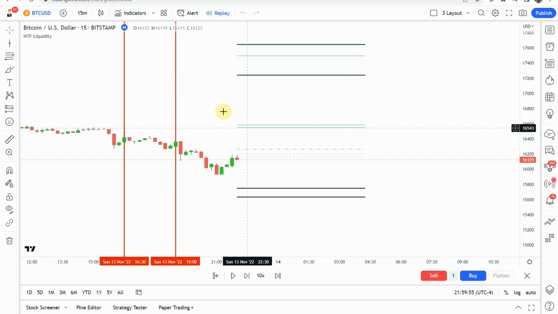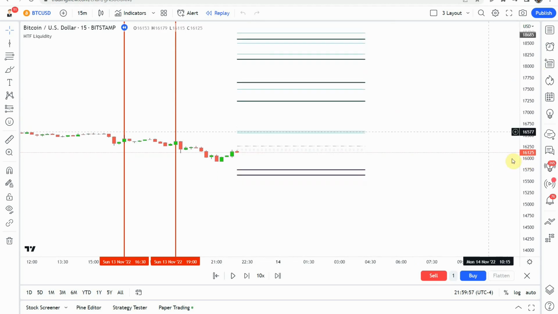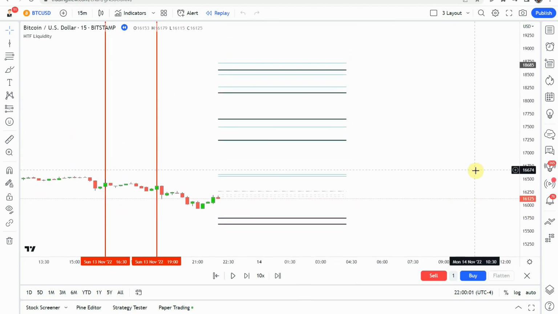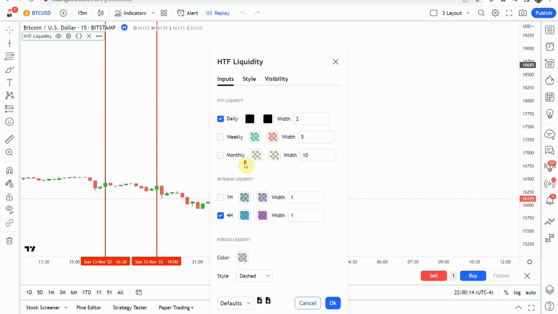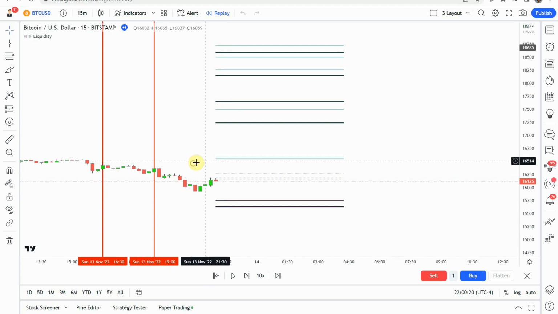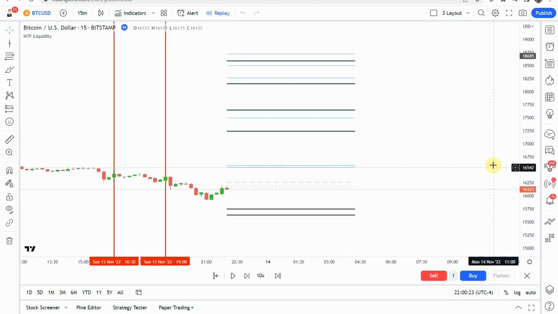As I said, basically just using the HTF liquidity. It's an interesting indicator in itself because it dynamically shows, in real time, areas of support and resistance, areas of liquidity basically. It's a pretty cool indicator. I highly recommend that you check it out because I do think the indicator has some value to it, just not used in this particular strategy.